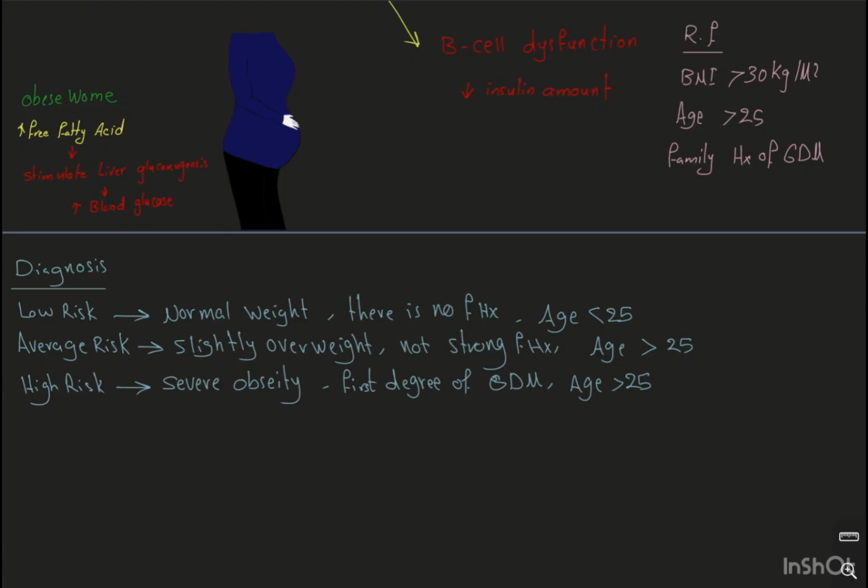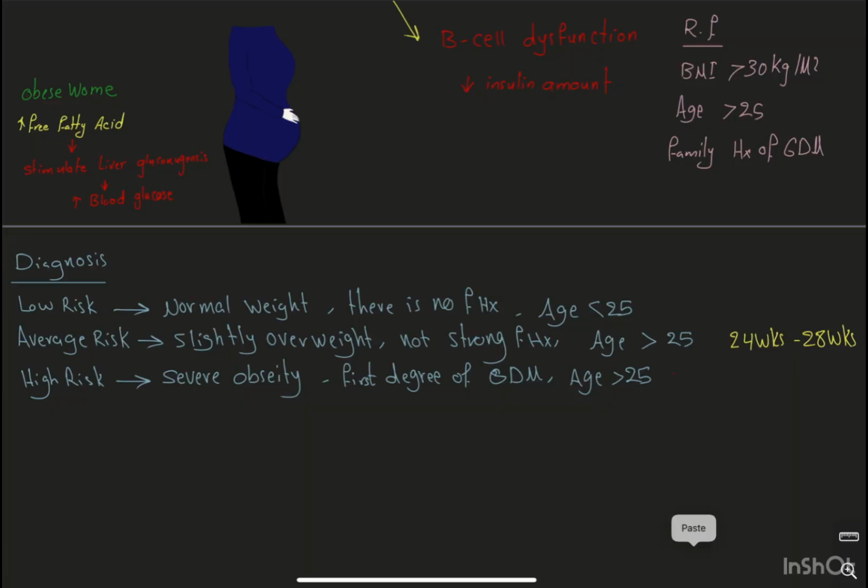So for diagnosis, for low risk women there is no need for screening because they have a very low probability of having gestational DM. But in cases of average risk, they will need screening at 24 to 28 weeks, and we will talk about screening criteria. In cases of high risk, screening should be done as soon as possible.